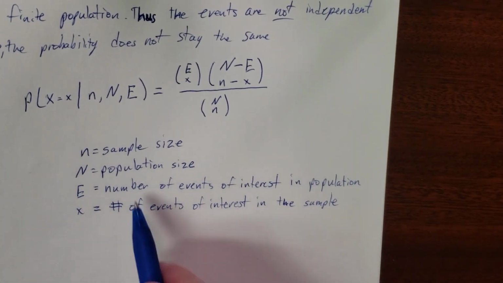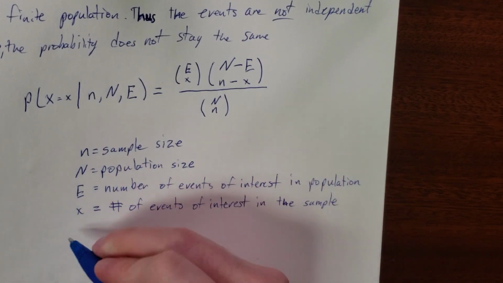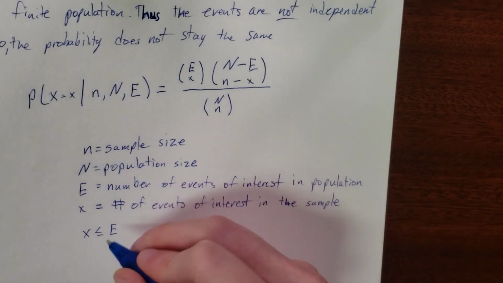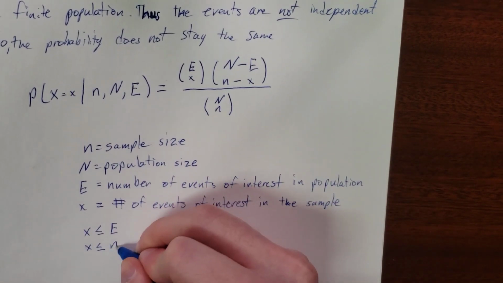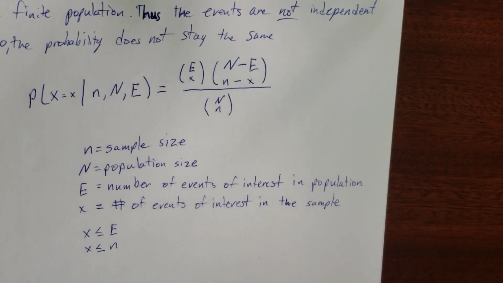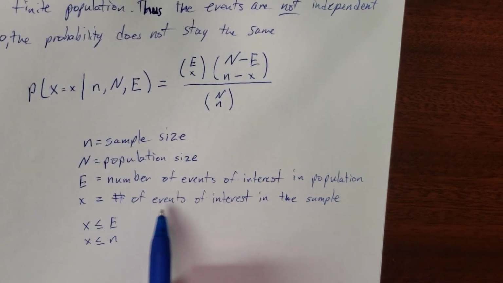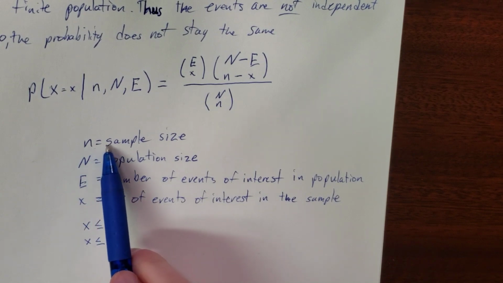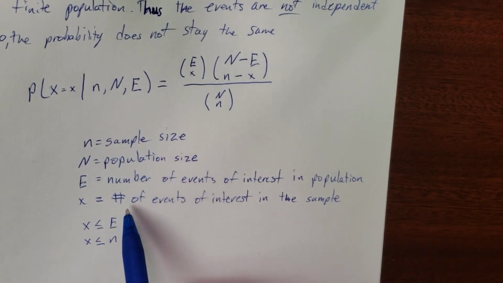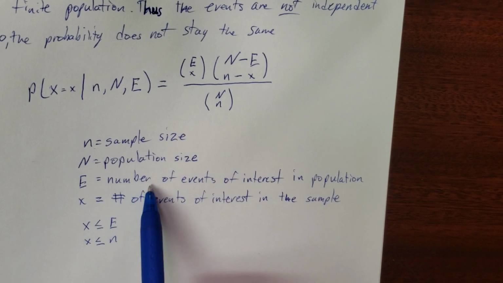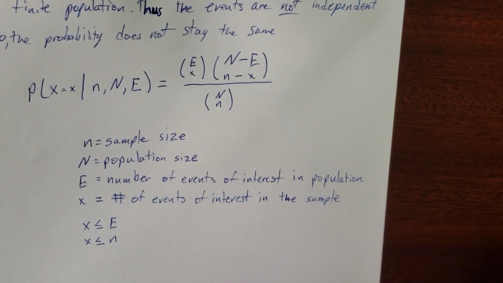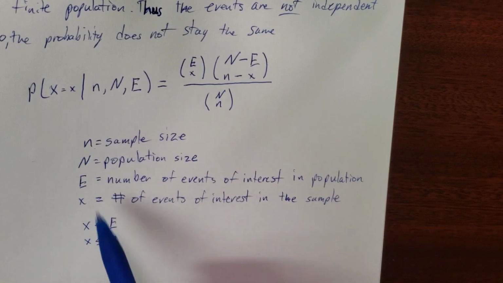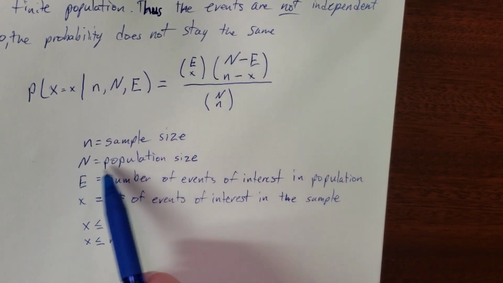And considering this, then of course x is equal or less than E, and x is equal or less than lowercase n. That must be true, right? The number of events of interest in the sample must be equal or smaller than the total sample size, and equal or smaller than the number of events of interest in the entire population. And all of those, lowercase n, capital E, and x, must be equal or less than the population size.